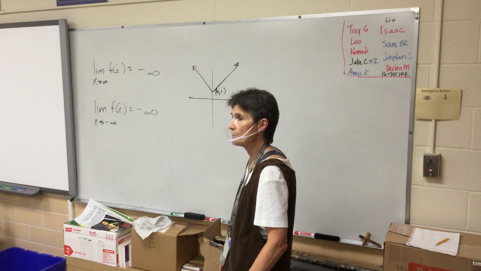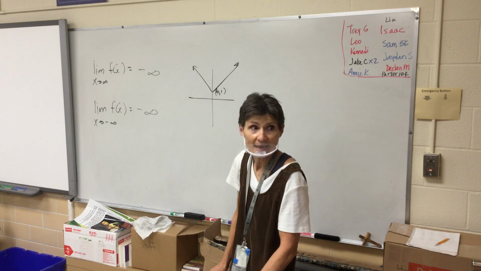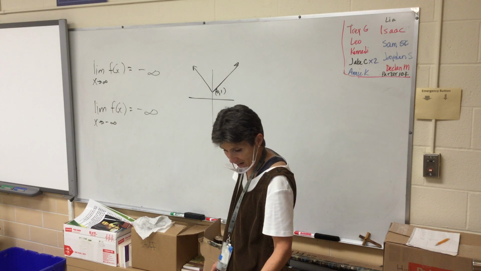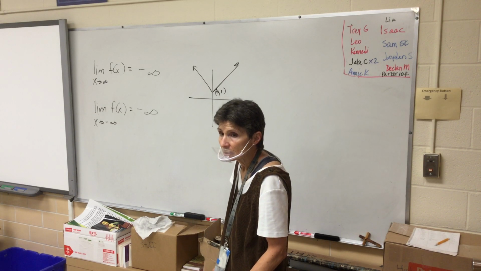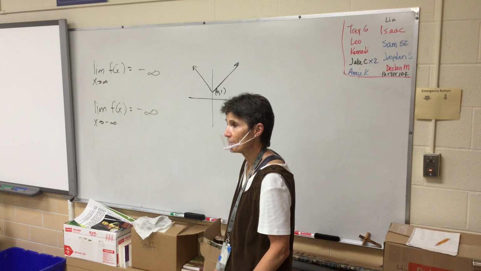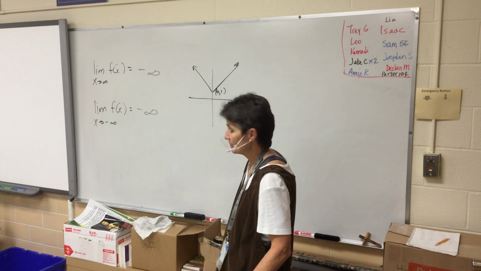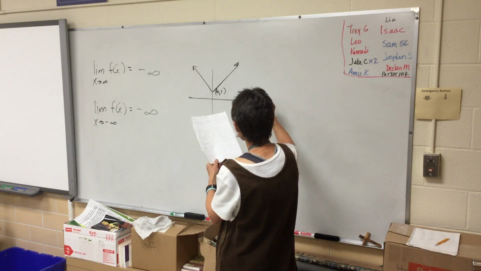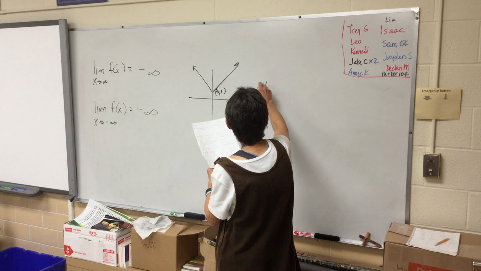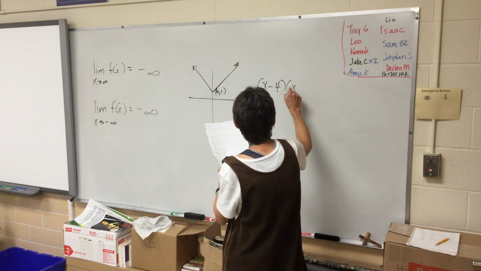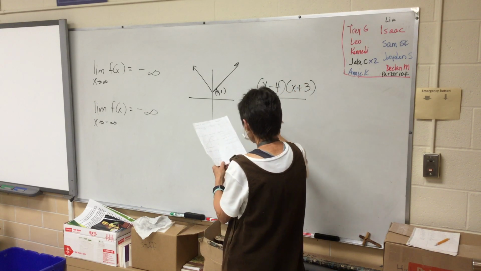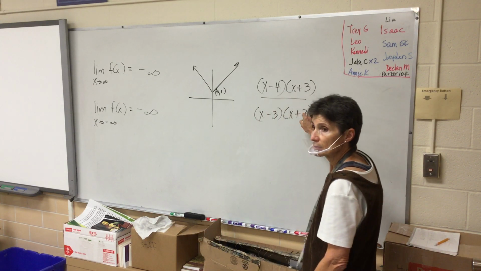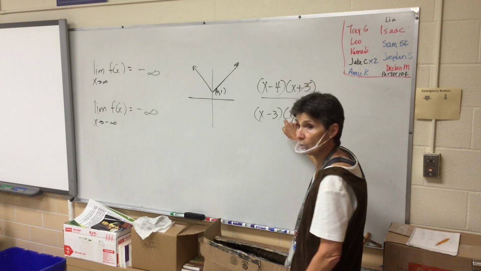Removable discontinuity. Oh my goodness. What is that another name for? Hole. So this is just saying find the hole. Well, what do you have to do in order to find the hole? Factor. Because the only way to get a hole is to cancel. And you can't cancel unless you factor. So that's the same one we had before. x minus 4, x plus 3 over x minus 3, x plus 3. So there's your hole.